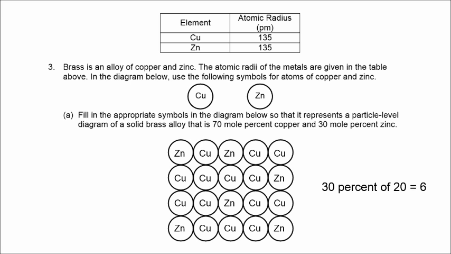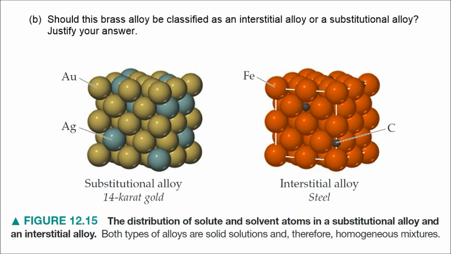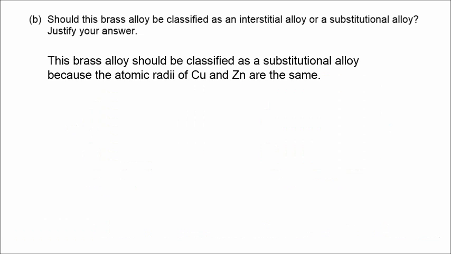And you can just randomly replace the zinc throughout the structure. So I've got 6 zincs and I've got 14 coppers. That is the correct diagram. Of course, these are the same size. It's going to be classified as a substitutional alloy because the atoms are the same radii.